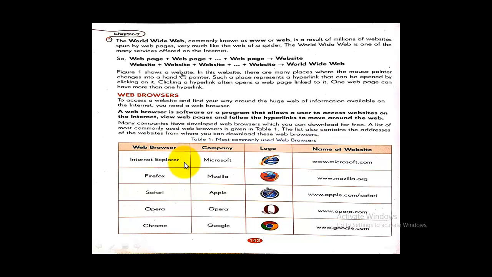Now the web browsers are Internet Explorer, Firefox, Safari, Opera, Chrome, that is Google Chrome niko. Company na Internet Explorer is Microsoft. Now Firefox is Mozilla Firefox, Safari is for Apple, Opera is the company Opera itself, then Chrome gina Google Chrome. Now these are logos for these browsers.